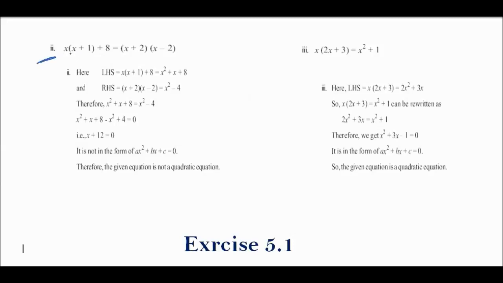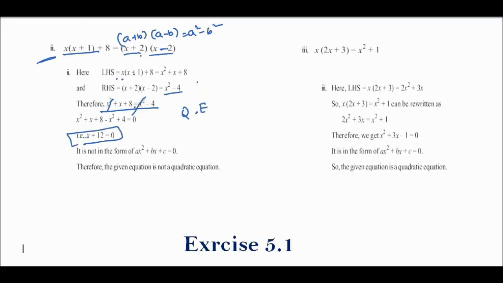Second example here. x into x plus 1 plus 8 is equal to x plus 2 into x minus 2. Here is the a plus b into a minus b formula, which is called a square minus b square, so we can write it as x square minus 4. On the left, x into x is x square, and x into 1 is x, plus 8. The x square will get cancelled, so x plus 8 will remain. So it is not a quadratic equation, because every quadratic equation needs an x square term. There is no term of x square, that's why it is not a quadratic equation.